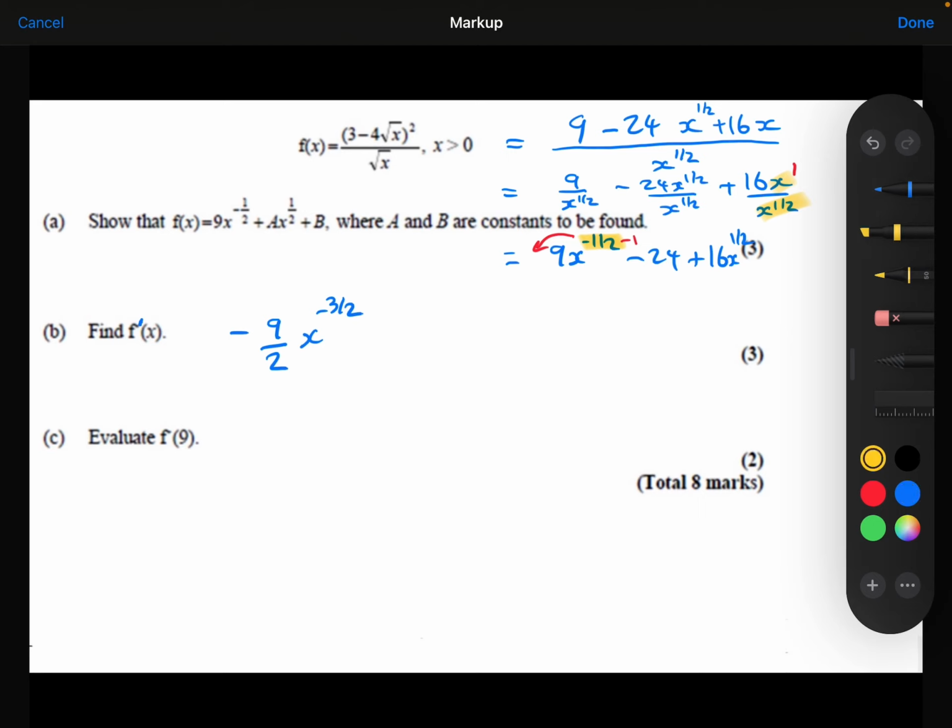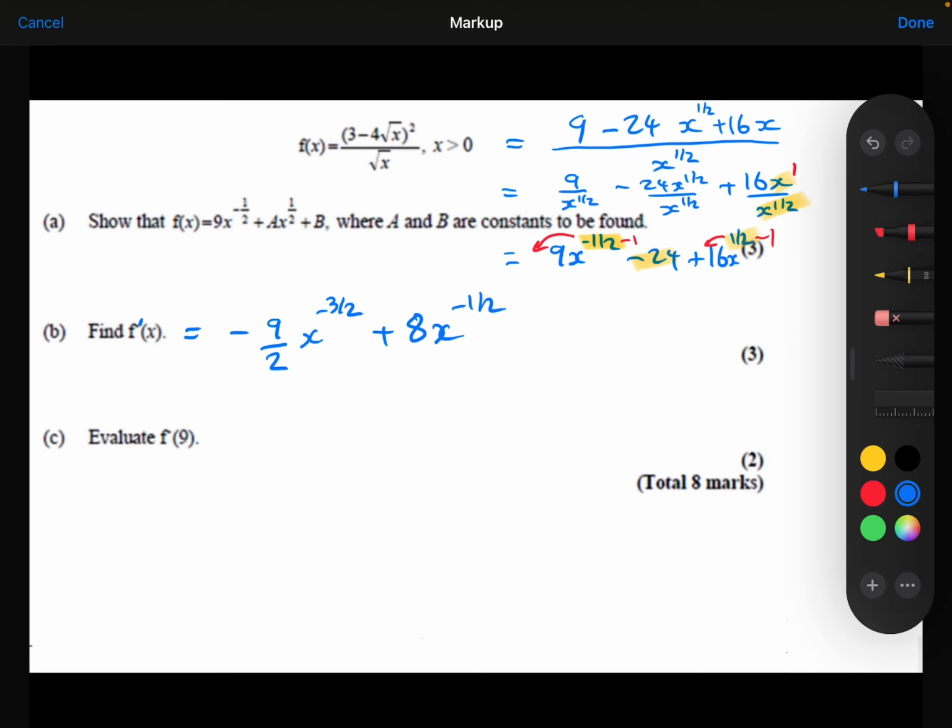The next term, the minus 24, that's a constant, so that will differentiate just to be 0. And then the final term here, the 16x to the power of 1/2, well, we're going to multiply by the power, so multiply by the 1/2. So 16 times 1/2 is 8. And then we will take 1 away from the power, so 1/2 take away 1 is minus 1/2. And that has now been differentiated. That is my f dash of x.